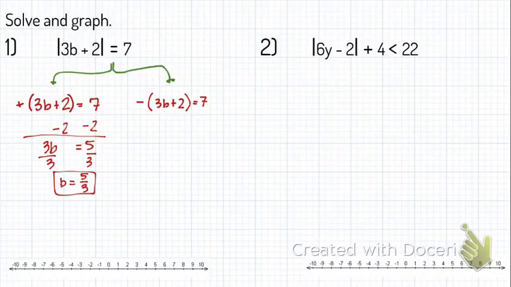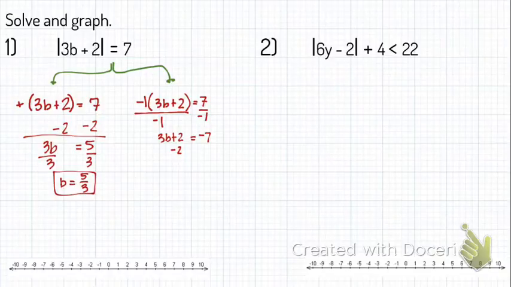Second equation, I have this negative sign in the front here. You see this negative sign? I could say that that's like -1 times this quantity of 3b plus 2. So I'm going to divide both sides by -1. So the negative 1's cancel out, just leaving 3b plus 2. Okay, and then 7 divided by -1 is -7. So I'm going to work out the problem just like I did last time, subtracting 2 on both sides.